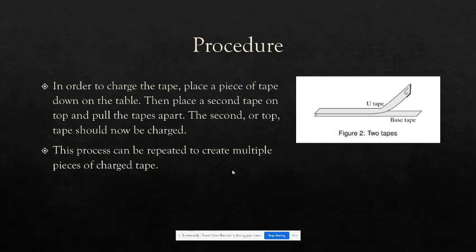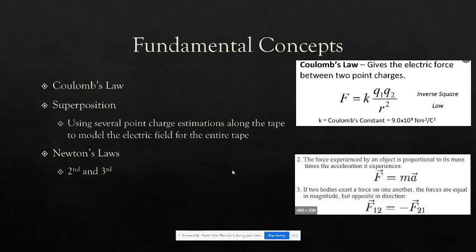In order to create the charge on the tape, place a piece of tape down on the table. You will then place a second tape on top and pull the two tapes apart. The top tape, or U-tape, should now be positively charged. This process can be repeated to create multiple pieces of charged tape.